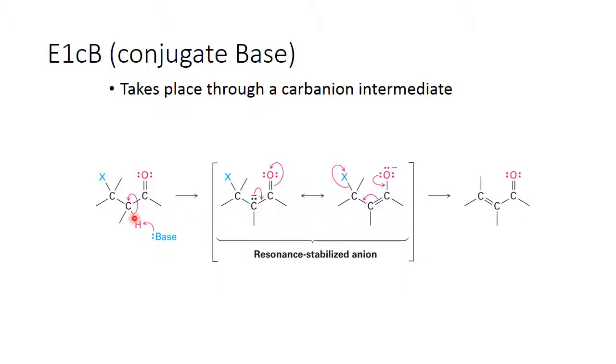This sticks around a lot. This is not the rate limiting step. The rate limiting step is when it goes from here to here and forms the alkene, because it takes time for the halide to be eliminated. There's not going to be a big emphasis on this reaction. It's really easy to recognize because you're going to have a base and a carbonyl and a halogen 2 carbons away from the carbonyl.